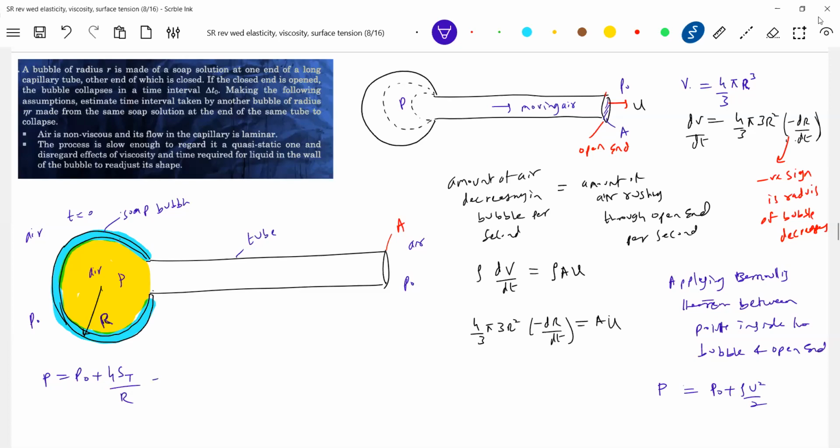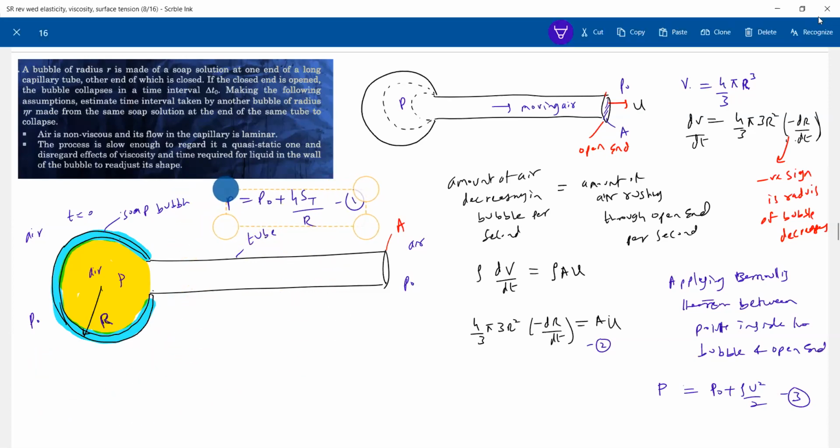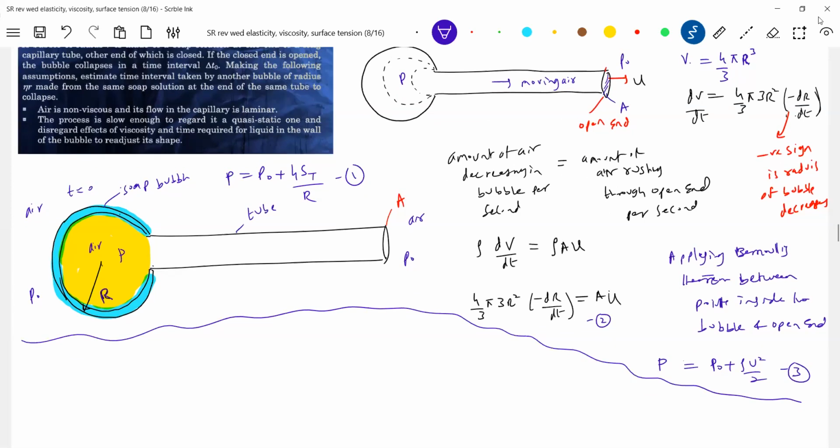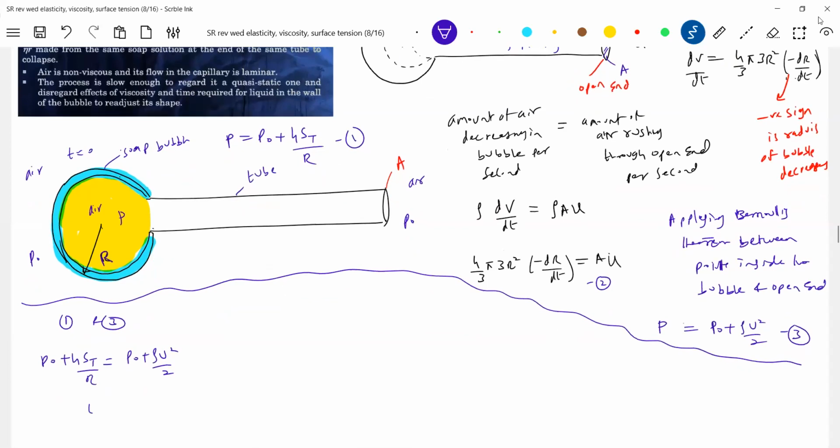Okay, substitute. Let me give all the numbers 1, 2, 3. Substitute, put 1 in 3. From 1 and 3, P naught plus 4 st by r is equal to rho u square by 2. So with this, I'm getting an expression for the speed of the air. So u will be the square root of 8 st by rho r.